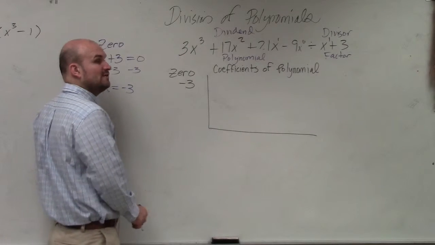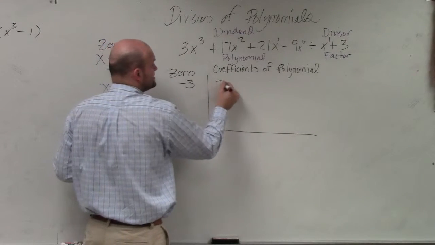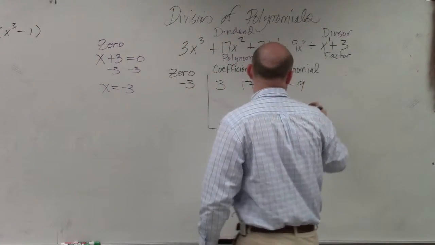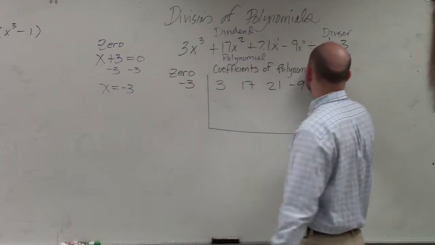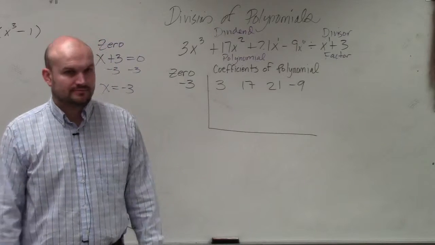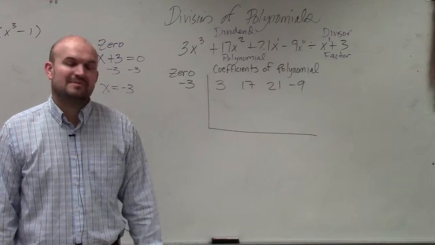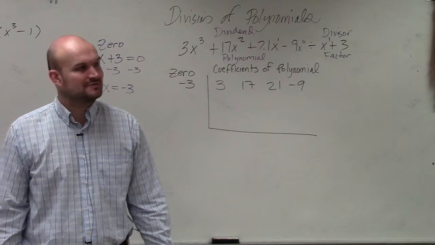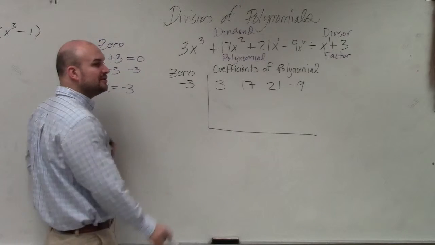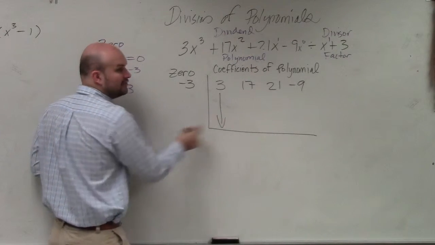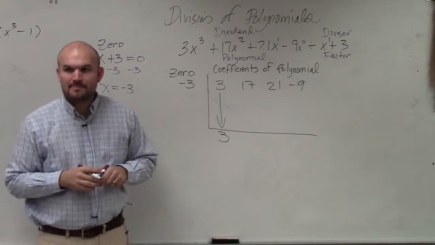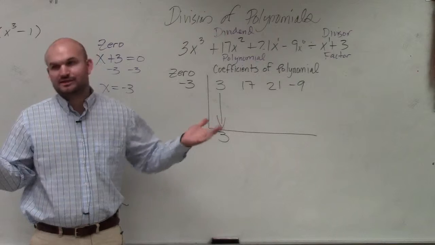So what are the coefficients? In standard form, it's 3, 17, 21, -9. Does everybody agree with me? OK, so here's the process. It makes life so much easier when you don't have to do long division. But again, sometimes you have to do long division. So all you simply do is you get the freebie. First one's free on me. 3. First one is a freebie. Everybody should be able to get the freebie.